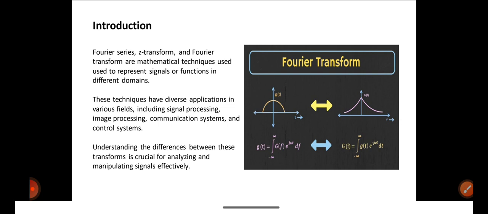Introduction. Fourier series, Z transform and Fourier transform are mathematical techniques used to represent signals and functions in different domains. These techniques have diverse applications in various fields including signal processing, image processing, communication systems and control systems. Understanding the difference between these transforms is crucial for analyzing and manipulating signals effectively.